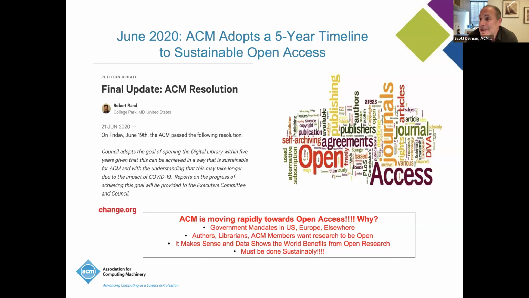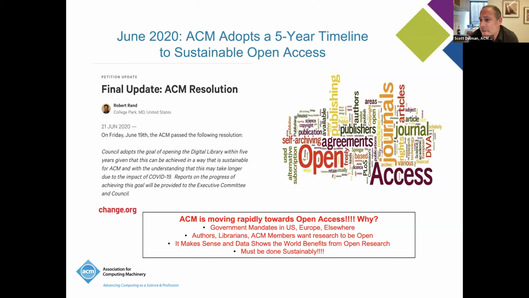About 6 months later, actually this happened in early 2020, around the same time, there was a movement within the ACM community to accelerate this transition to open access. And so a group of individuals, and I think Jonathan is probably familiar with the history of that, signed a change.org petition to push ACM to accelerate that transition. And ultimately, this led to an ACM Council resolution.